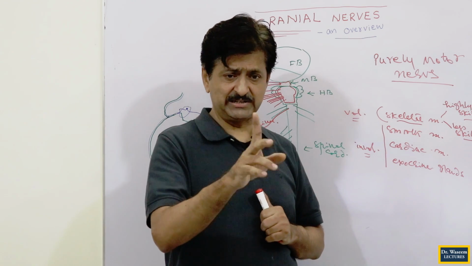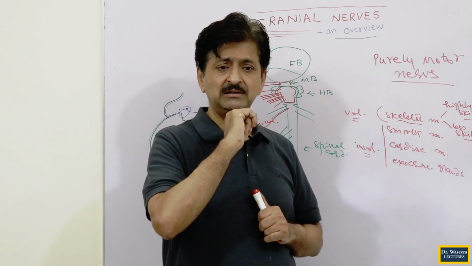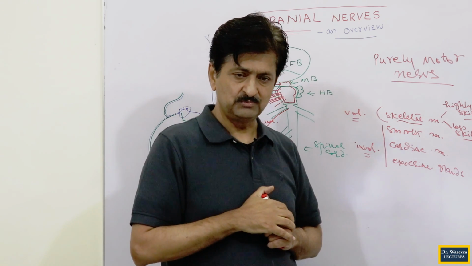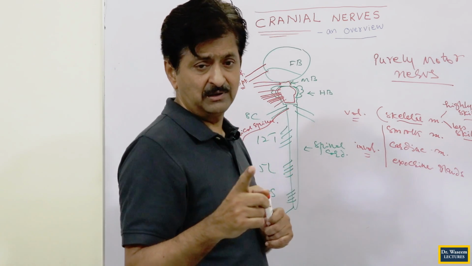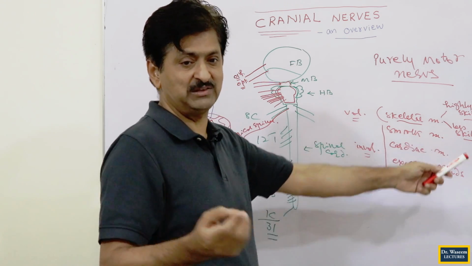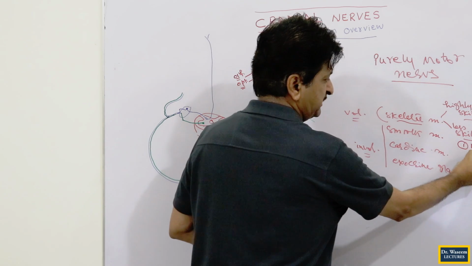Number one among the less skilled: you can move your lower jaw so that you can bite, masticate or chew. These muscles are called the muscles of mastication. First group, the less skilled group: number one, muscles of mastication. I am writing it as MM.